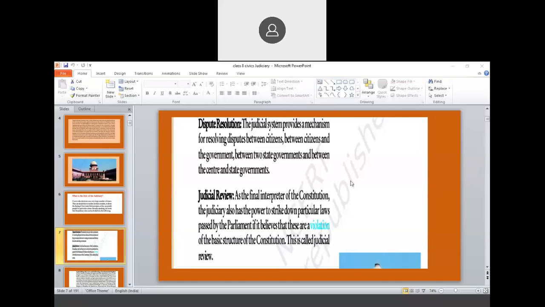Second one, what is judicial review? Okay, I repeat, judicial review means the power of the Supreme Court to review the laws passed by the legislature, and if those laws are against the constitution, such laws can be cancelled by the judiciary.